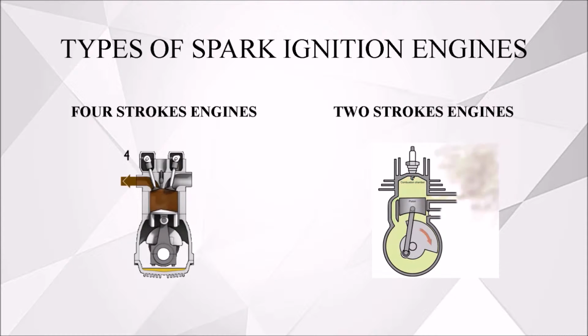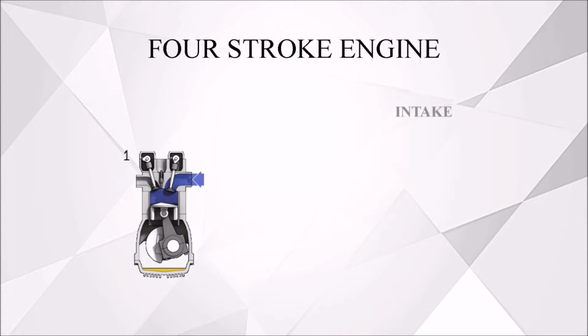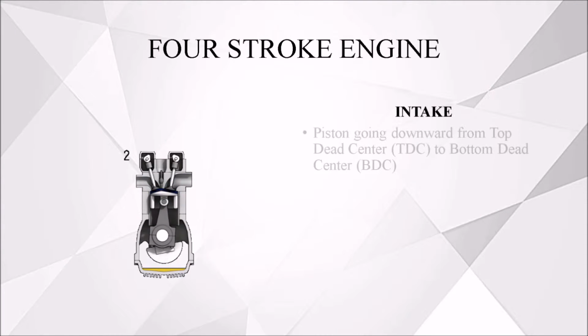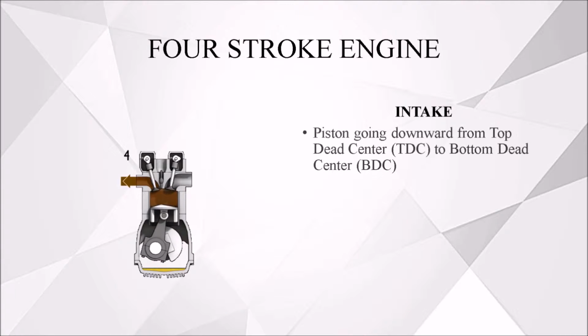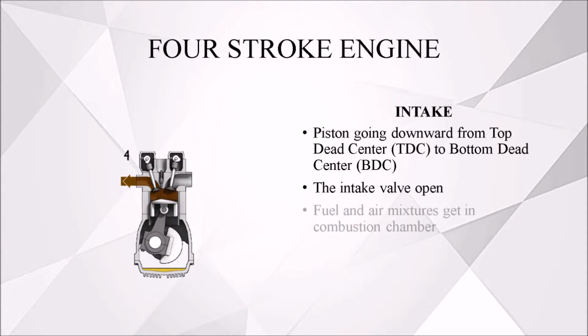There are two types of spark ignition engines, 4-stroke engines and 2-stroke engines. Intake stroke: the piston goes downward from top dead center to bottom dead center. The intake valve opens and the fuel and air mixture gets into the combustion chamber.